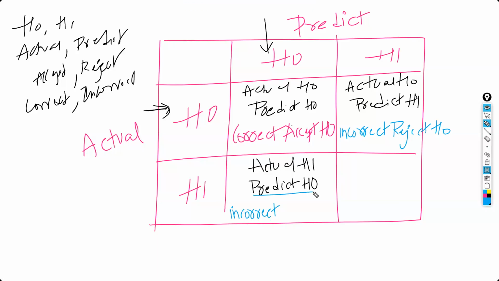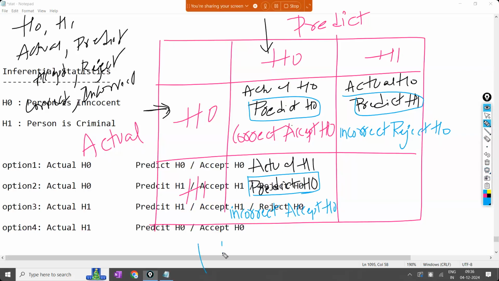Predict H naught. What you are predicting, that one. Predict only you have to focus. What you are predicting? You are predicting H naught. Predict H naught is called as accept H naught. Is the point clear? If you want, you can see here. Accept H naught. Predict H naught is called as accept H naught.